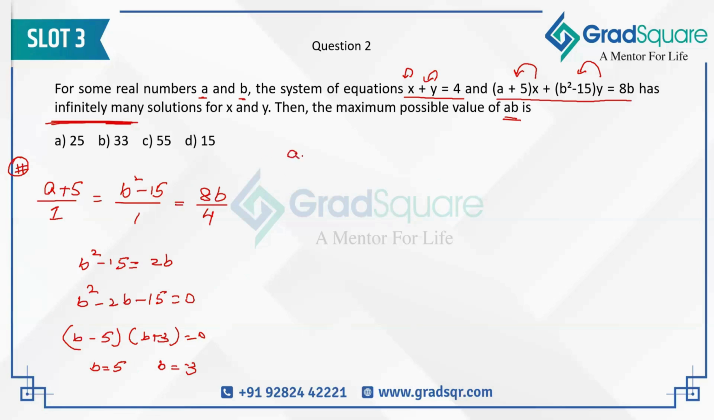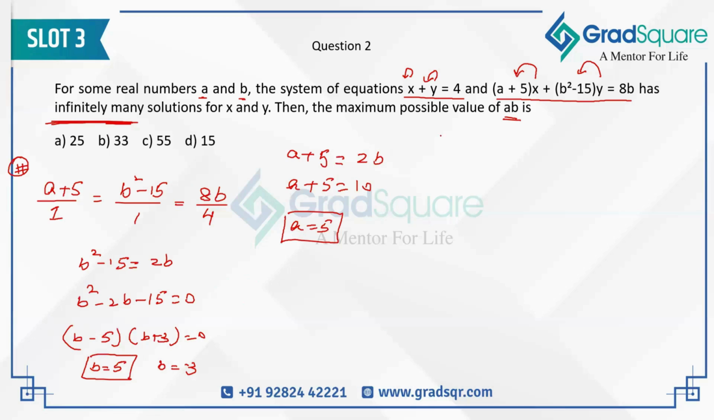Now, equate a plus 5 to be equal to 2b. Take the value of b as 5 over here. You're going to get a plus 5 equals 10. So, a will be equal to 5. So, you have a equals 5 when your value of b is equal to 5.